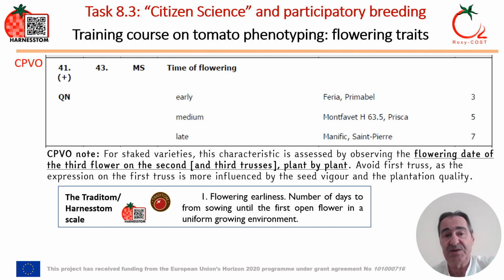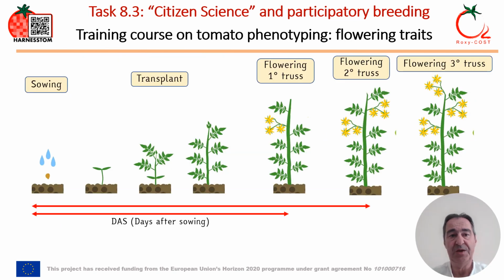Thus, in these cases, allowance can be made for the seed vigor effect, and the flowering time is scored as the day of the first open flower in each plant. In this way, the flowering time will refer to the first inflorescence, and it will be expressed as days after sowing, DAS.